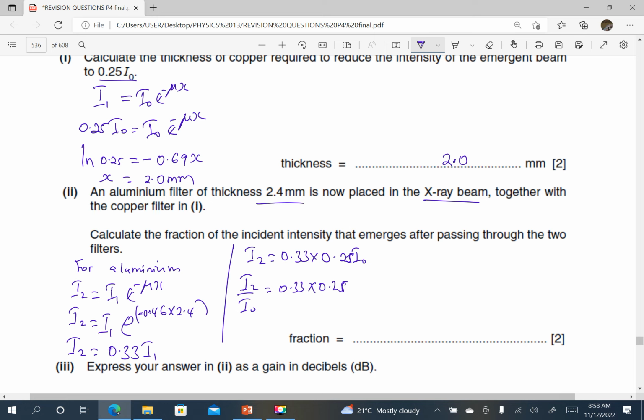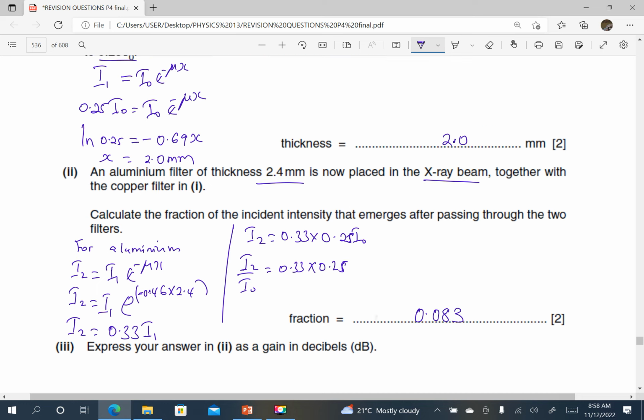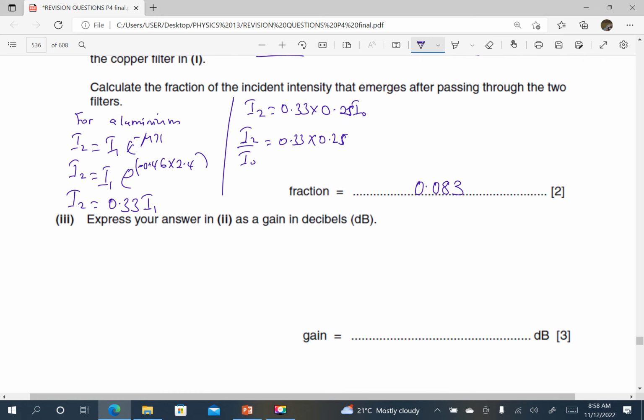And this gives me 0.083 to two significant figures. Express your answer in Roman 2 as a gain in decibels. Although gain is removed from the syllabus, especially the unit of decibels, it was very common under communication, that is attenuation in decibels, so we can still find this.